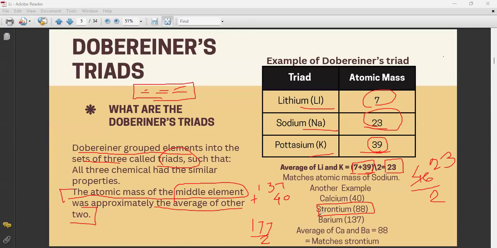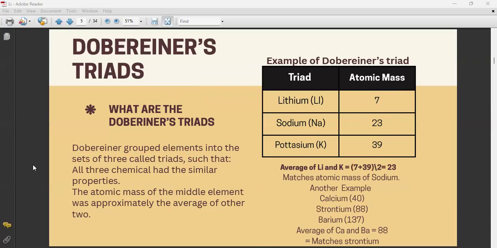So this was how Dobereiner put the elements into sets of three and told that they share similar chemical properties, and the average of the first and the last term will be the atomic mass of the second one. Not exact, but approximate. But let's see what the merits and demerits of this were.